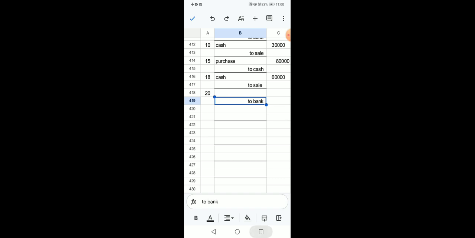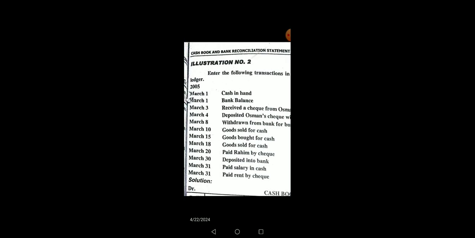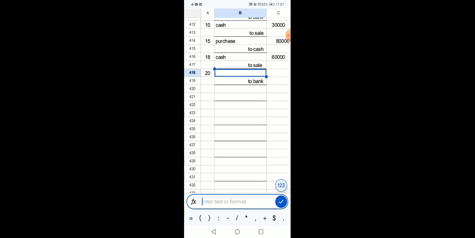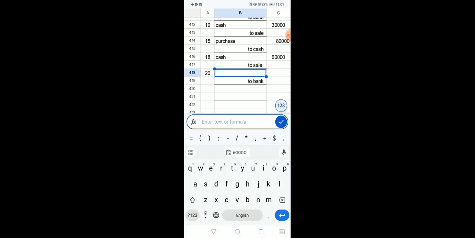Now what is happening? You have paid Rahim by check. Why have you paid Rahim? Because Rahim was the person to whom the amount was payable. He was your account payable. As you have paid your amount, he is no more your account payable after payment. Account payables are liabilities, and as you have paid, your liability has decreased. Decrease in liability should be mentioned on the debit side. So you will mention the name of Rahim on the debit side.